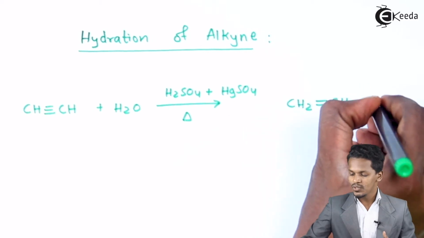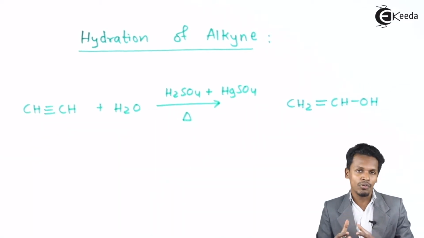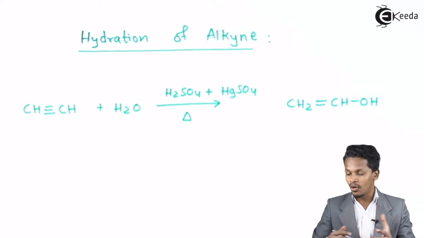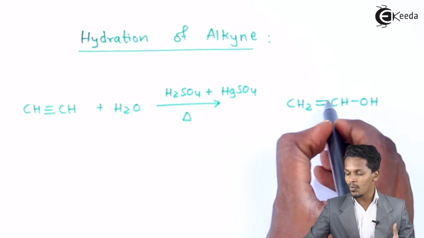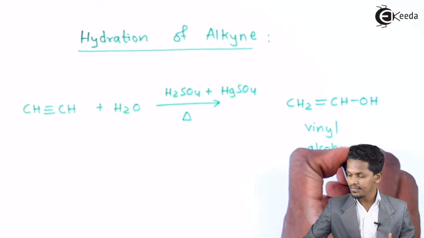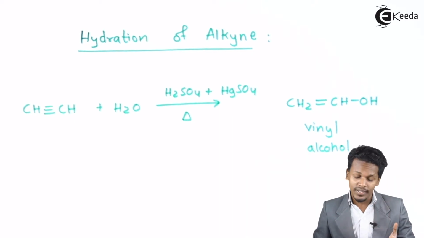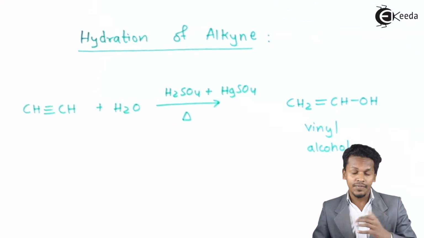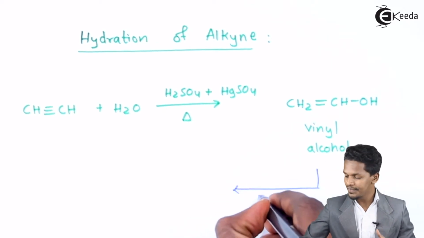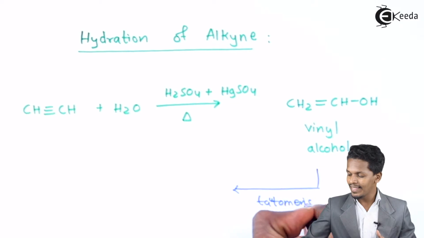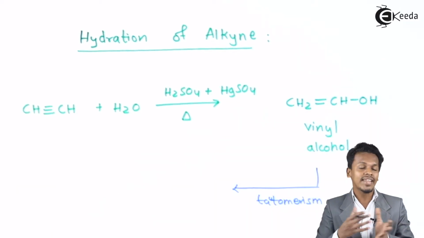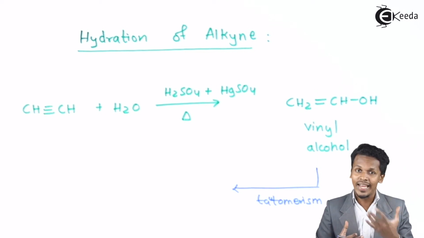CHOH. This is a kind of addition reaction where an H2O molecule gets added across the carbon-carbon triple bond, and that is the reason we form the product CH2 double bond CHOH, which is known as vinyl alcohol. But the reaction doesn't stop here. It proceeds further, and this vinyl alcohol will undergo tautomerism, and that is how the functional group, the double bond and OH of the vinyl alcohol, will be converted into an aldehyde.